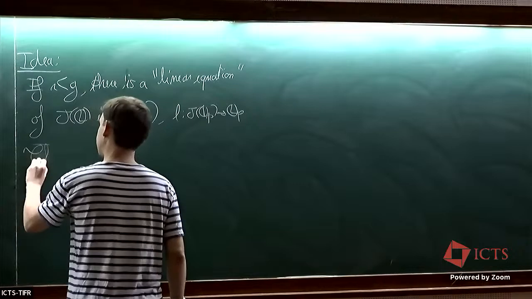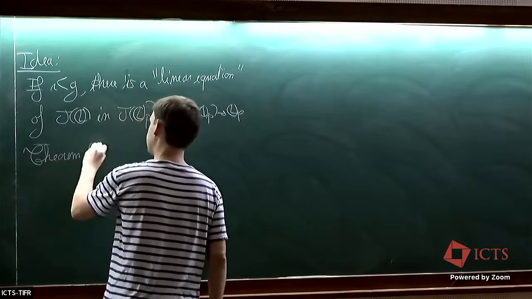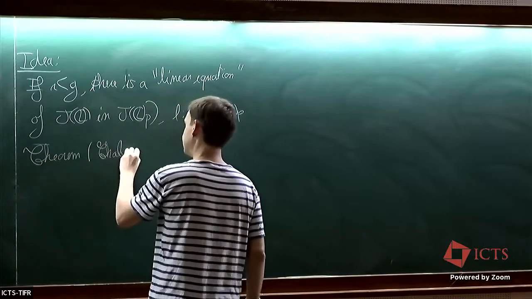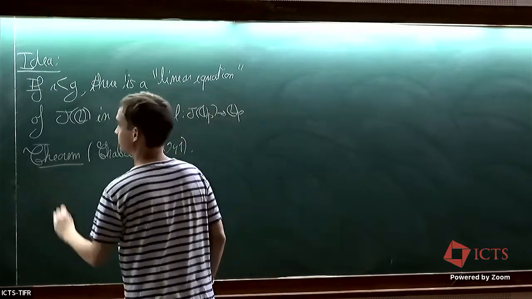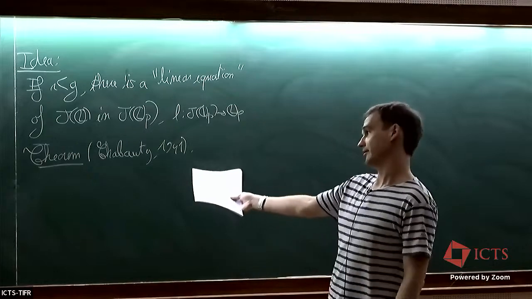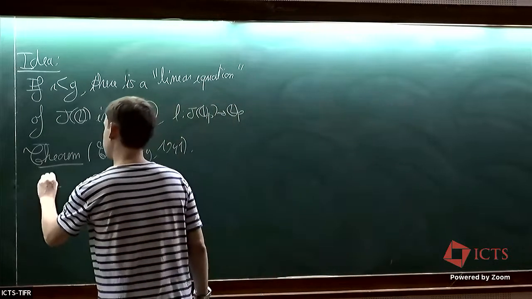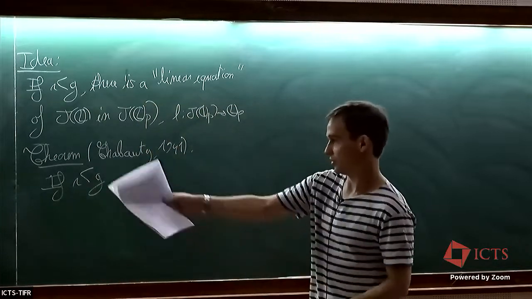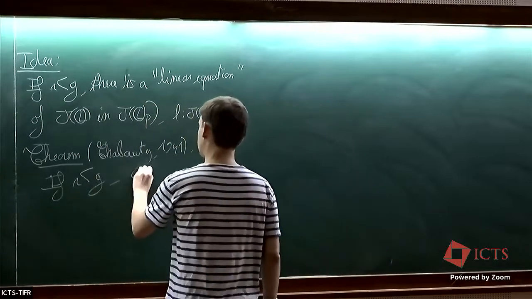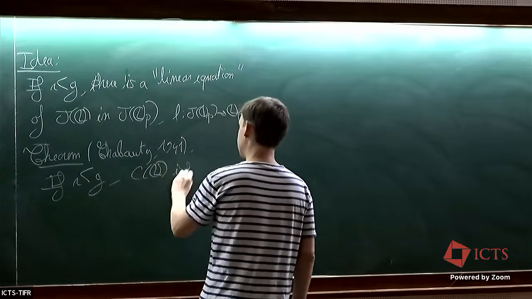And that's what Chabauty obtained in 1941. So in this case, it's of course much earlier than Faltings, but under this condition, that the rank is less than g, the dimension or the genus of C, the set of rational points is finite.